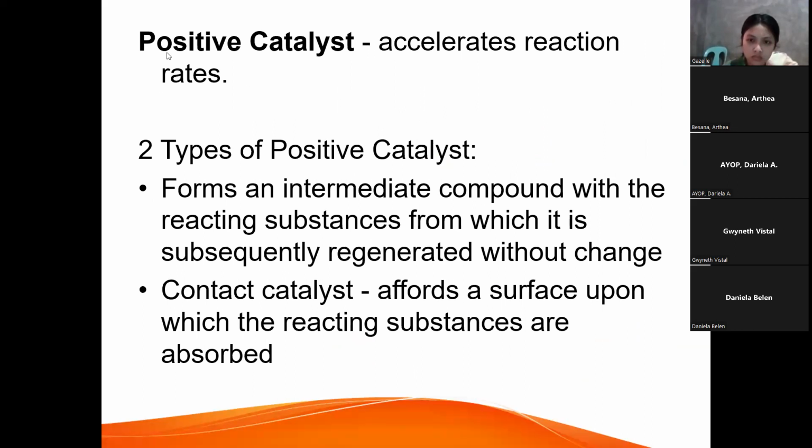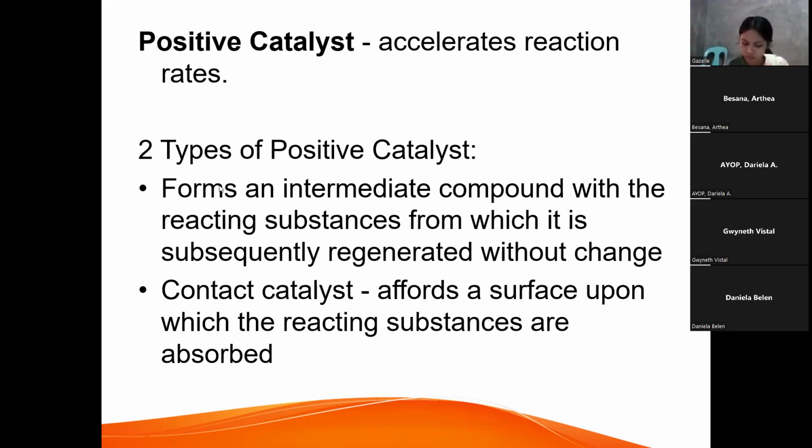Okay? So, meron tayong tinatawag na positive catalyst. Positive siya kasi nga siya yung mag-speed up, mag-accelerate ng chemical reactions. And we have two types of positive catalyst.